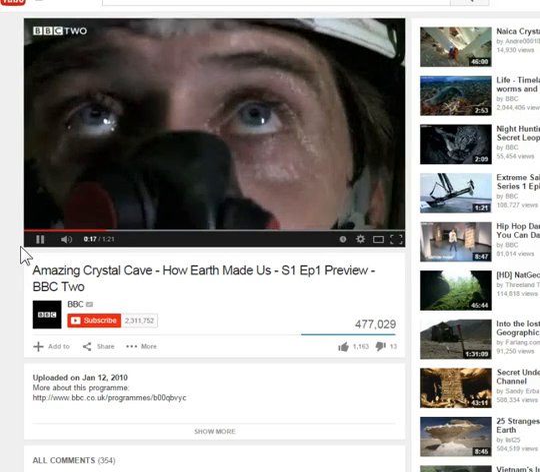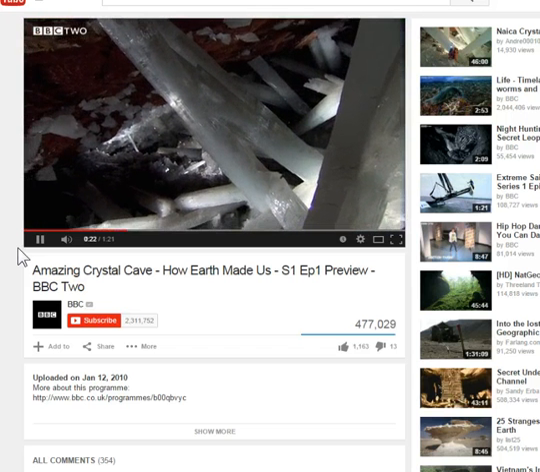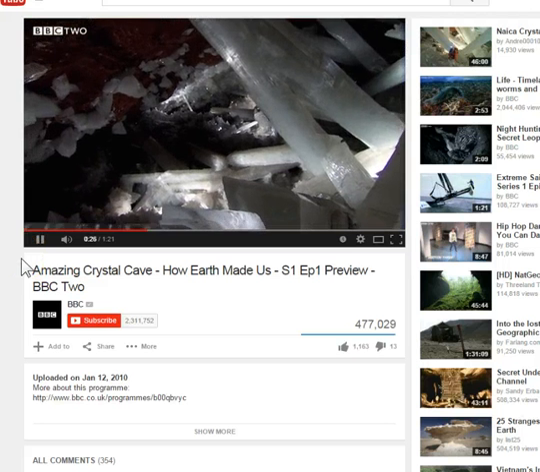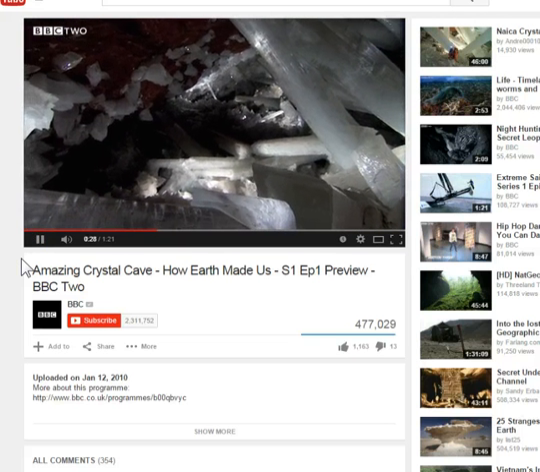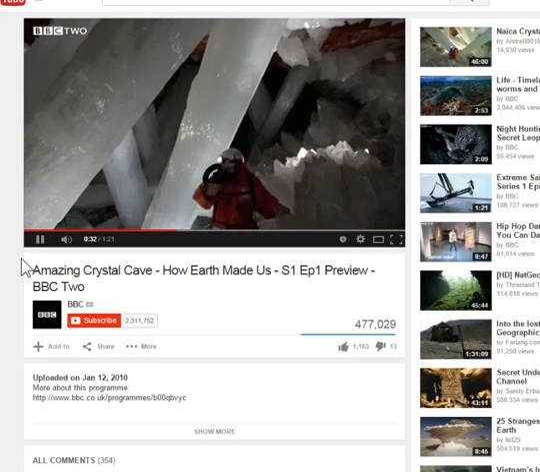This is just mad. Absolutely gorgeous, isn't it? This is La Cueva de los Cristales. For my money, the most spectacular cave of crystals discovered anywhere in the world.